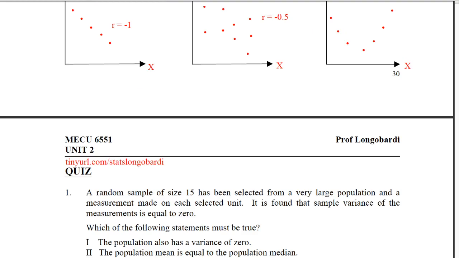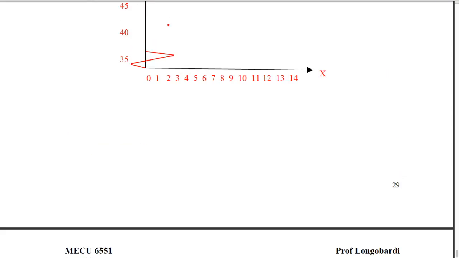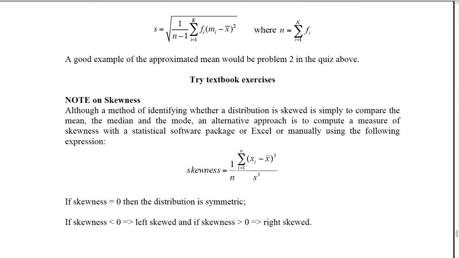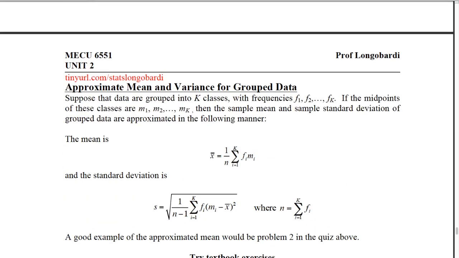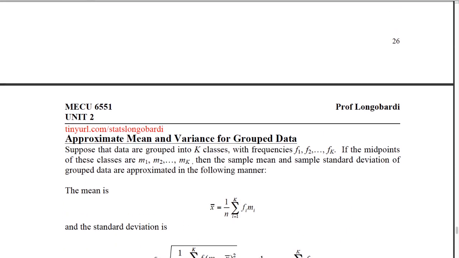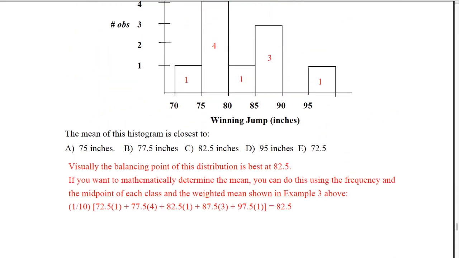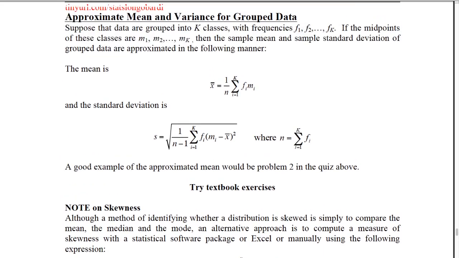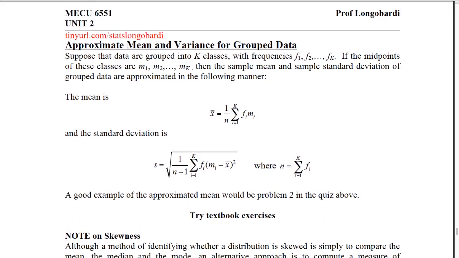If you go here, I explain it here. If you haven't read it, I understand. You should take a look now because it's relevant. See this? This is page 26 and page 27. I explain approximating the mean and the variance for group data.